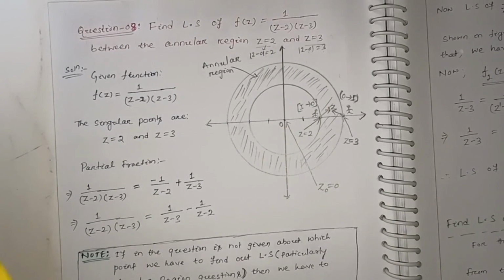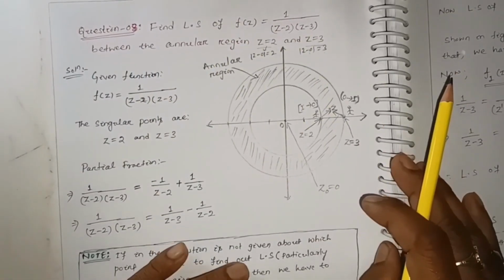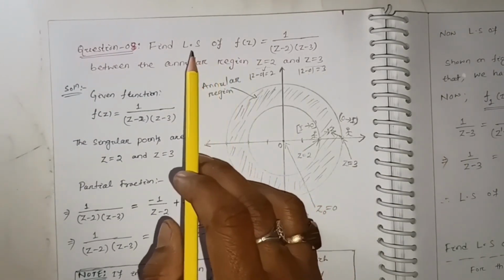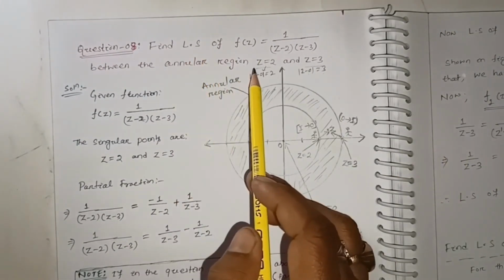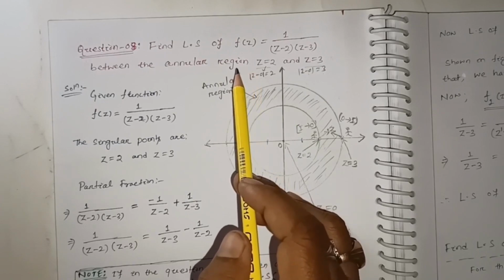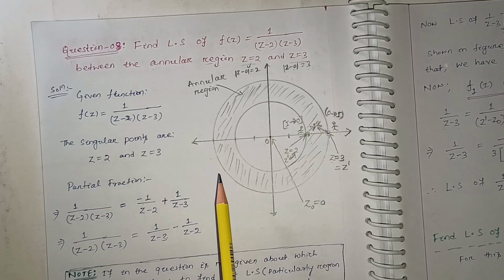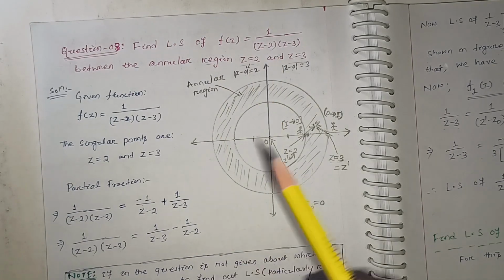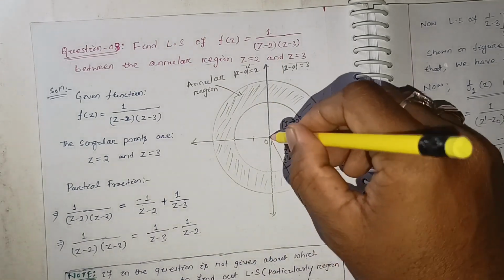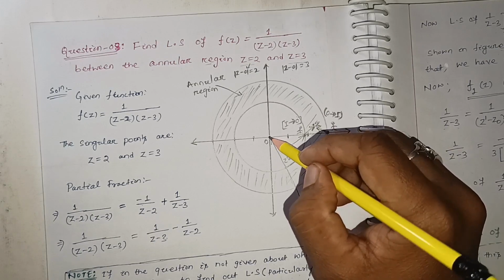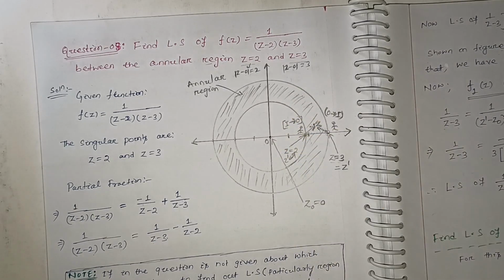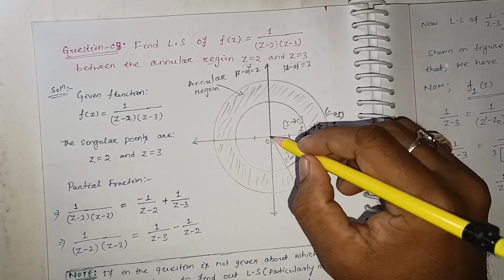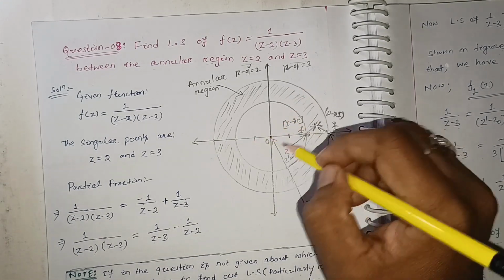equal to 0. In the question it is not directly written about which point we have to find the Laurent series. Only the annular region is given, but z0 is required to find the Laurent series of this function. Here for this question, z0 will be the center of these two circles, or the common center of these two circles, because about this center these two circles have been drawn.